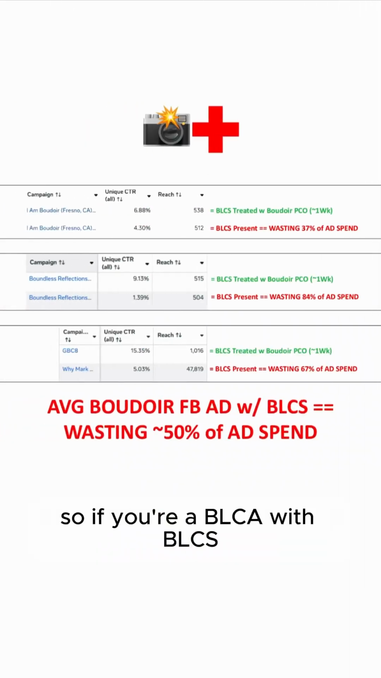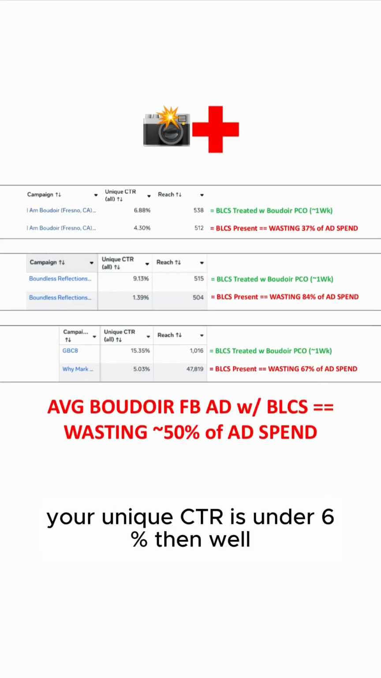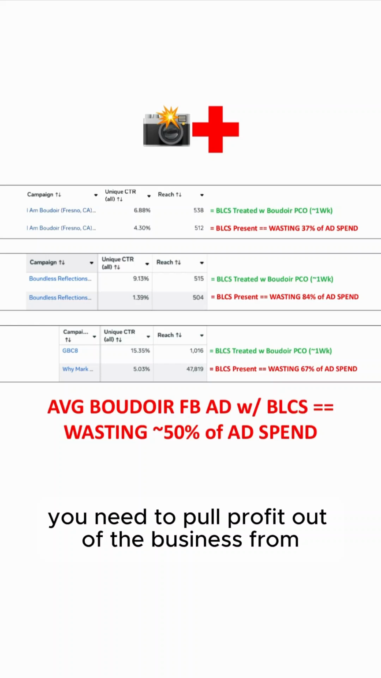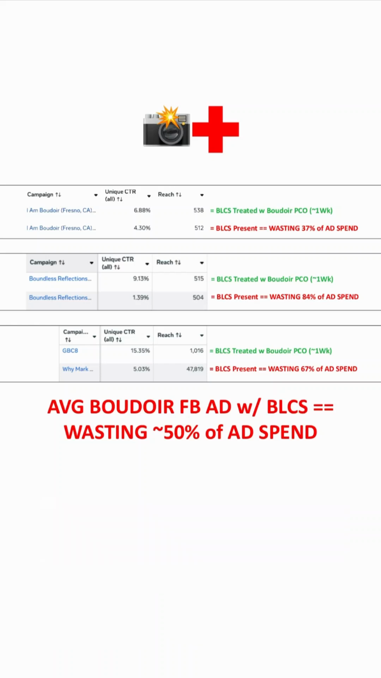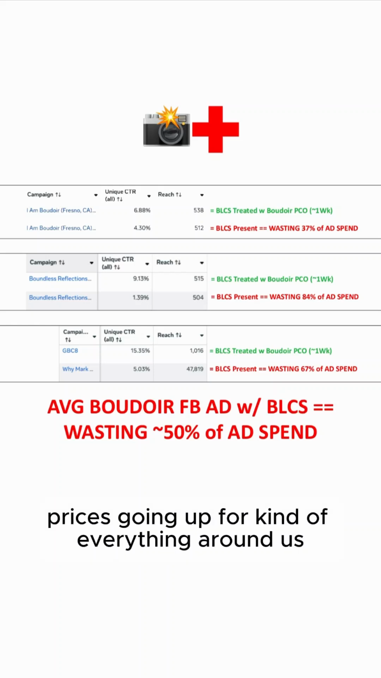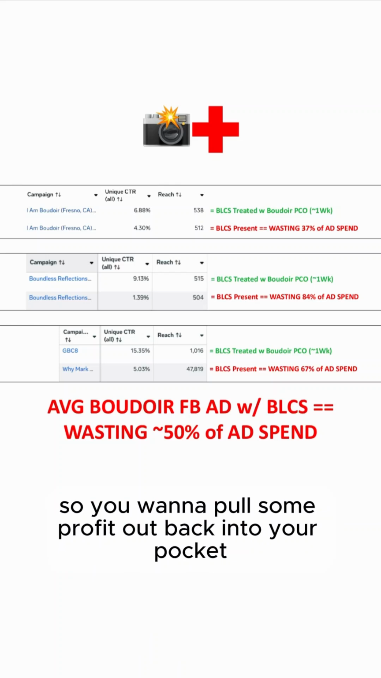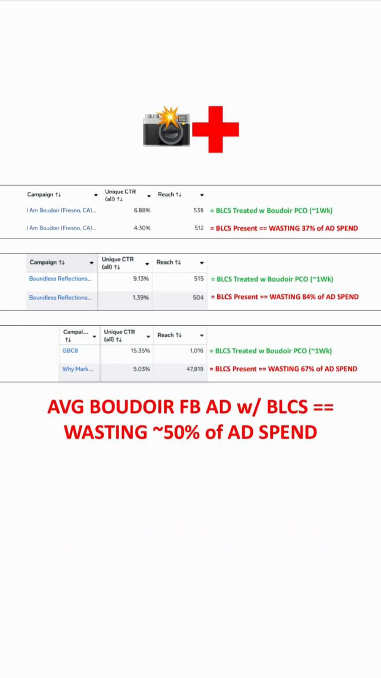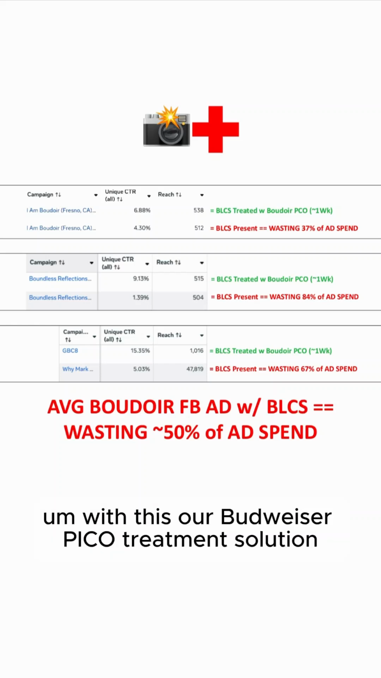So if you're a BLCA with BLCS, so if you're a Boudoir low click advertiser with Boudoir low click syndrome, your unique CTRL is under 6%, and you're spending more than 10 grand a month on Boudoir Facebook ads, and you've decided now you need to pull profit out of the business from your Facebook ad division because you've already done it in your other divisions. You want to pull some profit out because you see more boudoir photographers entering the market every day, pushing prices down, Google business profiles going up, offering their sessions in the mom groups, and we've got inflation, prices going up for everything around us. So you want to pull some profit back into your pocket, and we can save approximately 5K a month. That'd be approximately 60K over the next year with our Boudoir Pico treatment solution.